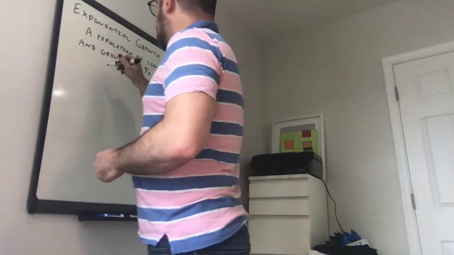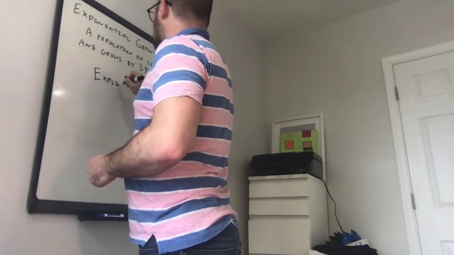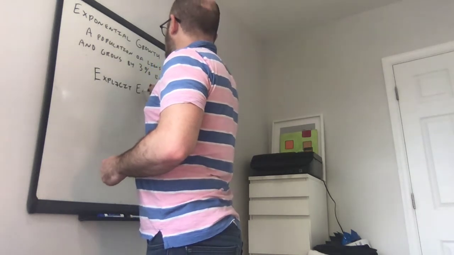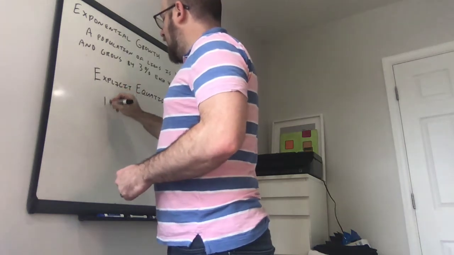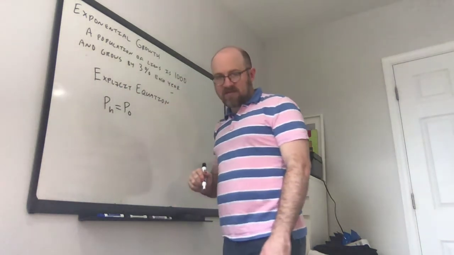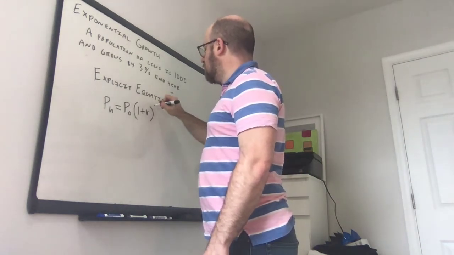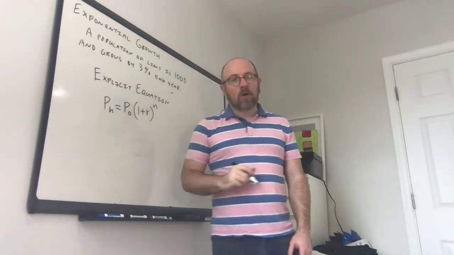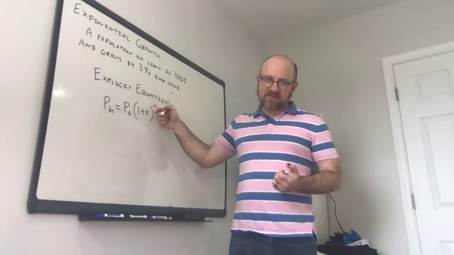Because if you want to think about the explicit equation, which again, as always, is the more useful one, what you're going to have is that p sub n is your initial amount, p sub 0, times 1 plus r to the n power. Okay, and this is where exponential growth comes from. This is called an exponent.